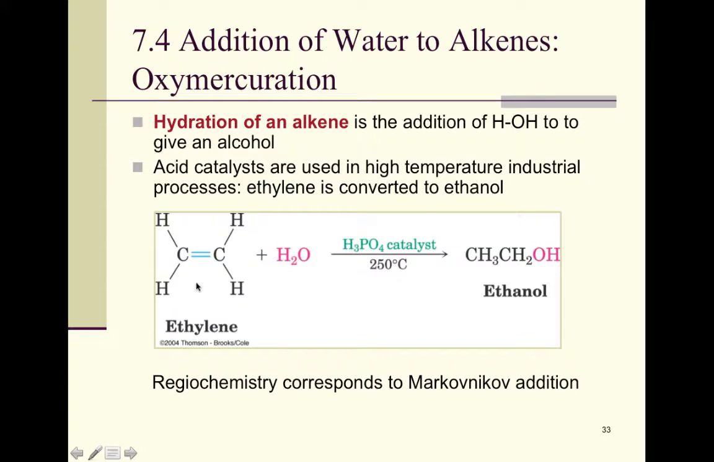With this reaction of ethylene, this again is the industrial process here, we have ethylene and water. It's an unsubstituted alkene, so you really wouldn't notice what side the hydrogen went to. We have H3PO4 catalyst, 250 degrees, and the addition reaction causes H and OH to go across the double bond, forming an alcohol.